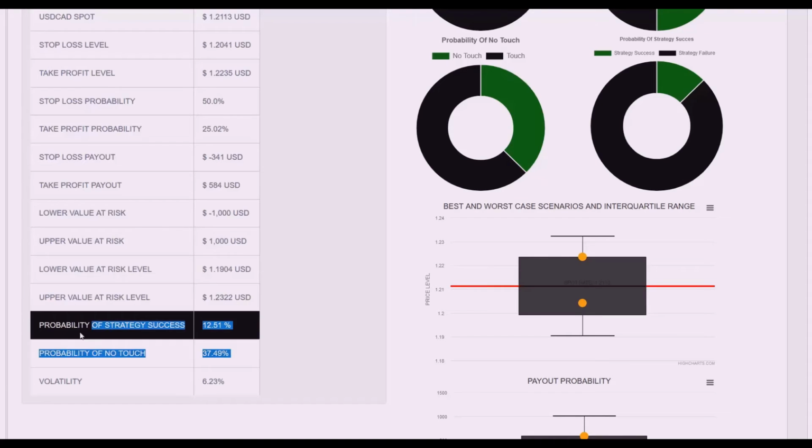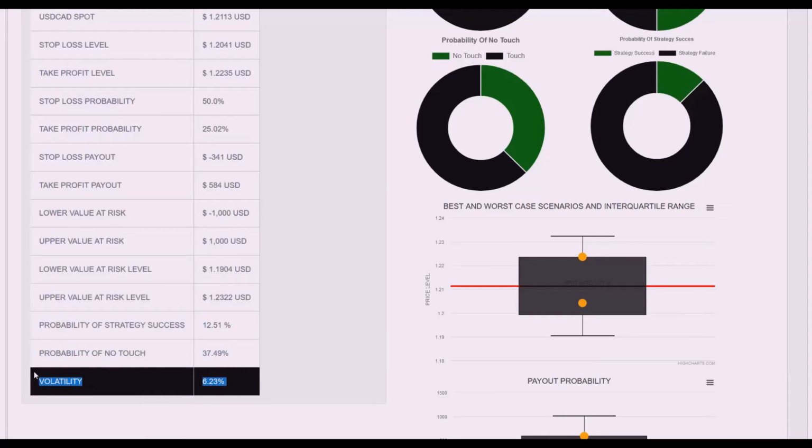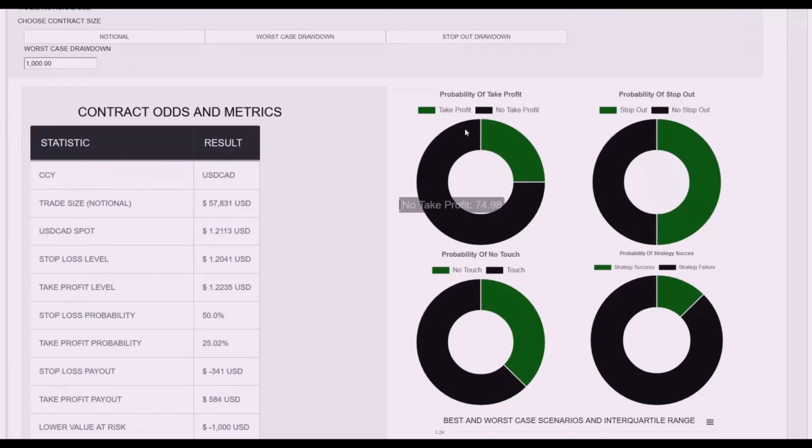The probability of neither one of these levels touching is 37.5%. The probability of strategy success, which is the probability that your take profit touches without your stop loss touching, is 12.5%.